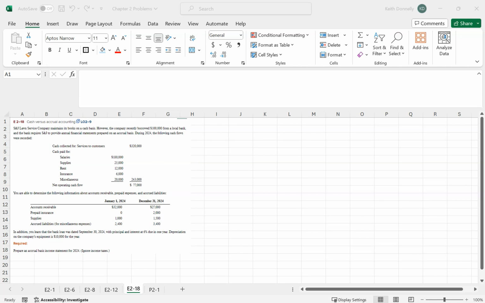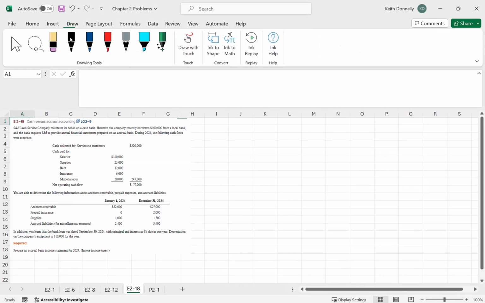Okay, so let's look at this one here, exercise 218. They're giving us some information. It looks like this company prepares its books on the cash basis. However, the company recently borrowed 100 grand from a bank, and they are now required to prepare them on an accrual basis. During 2024, the following cash flows were recorded, right?